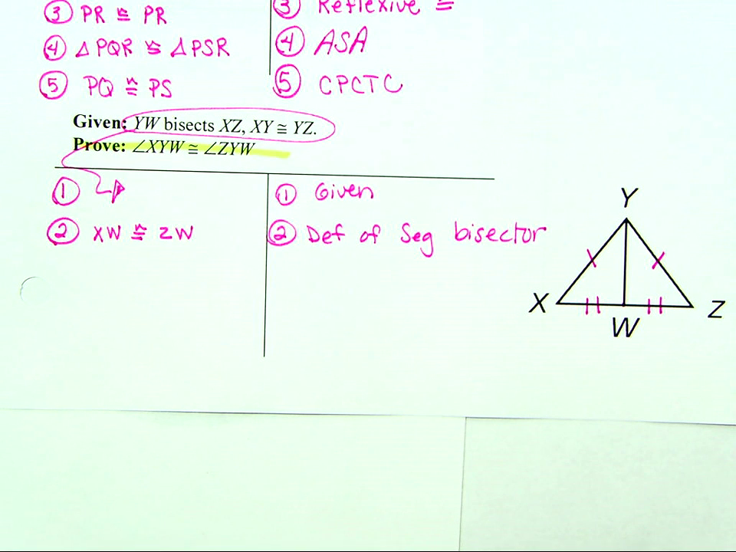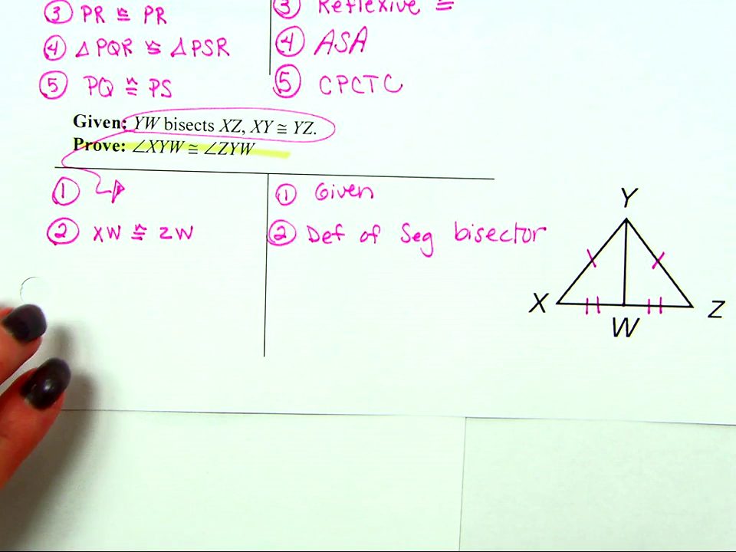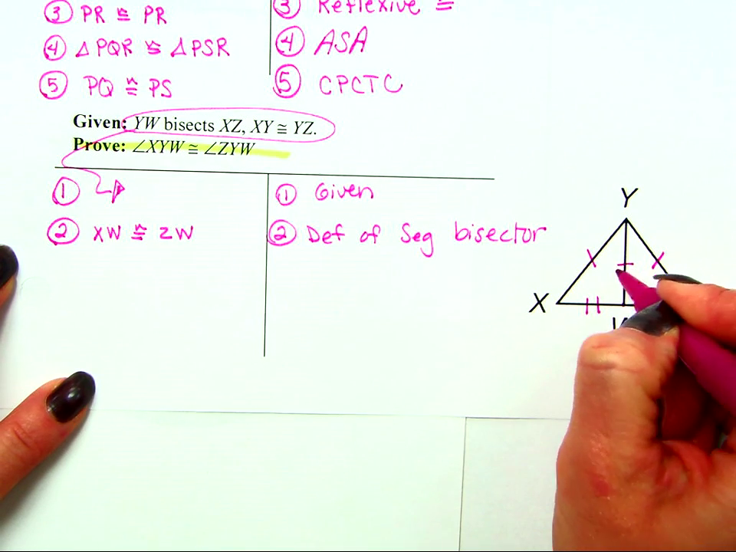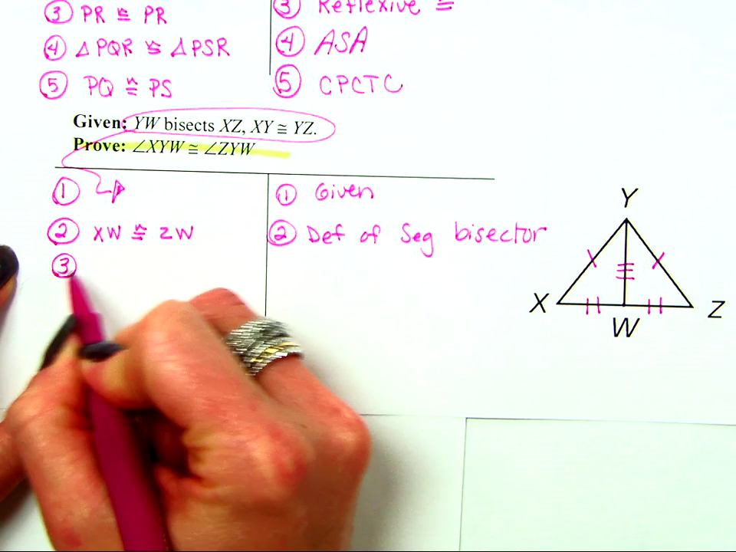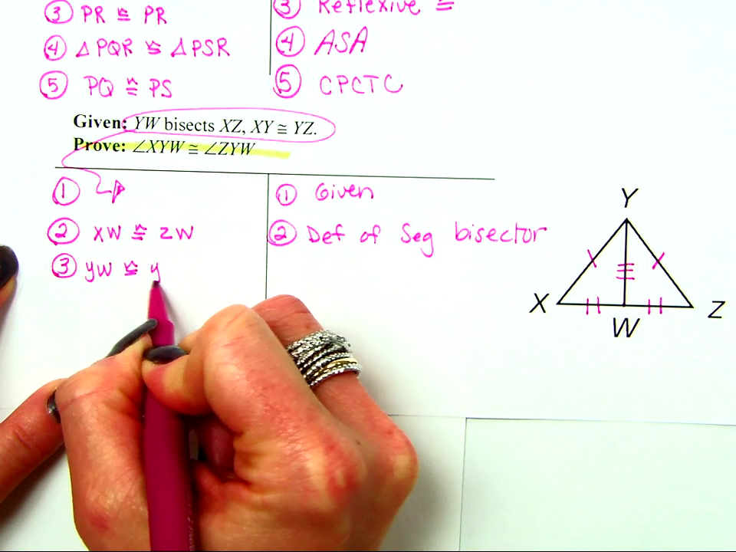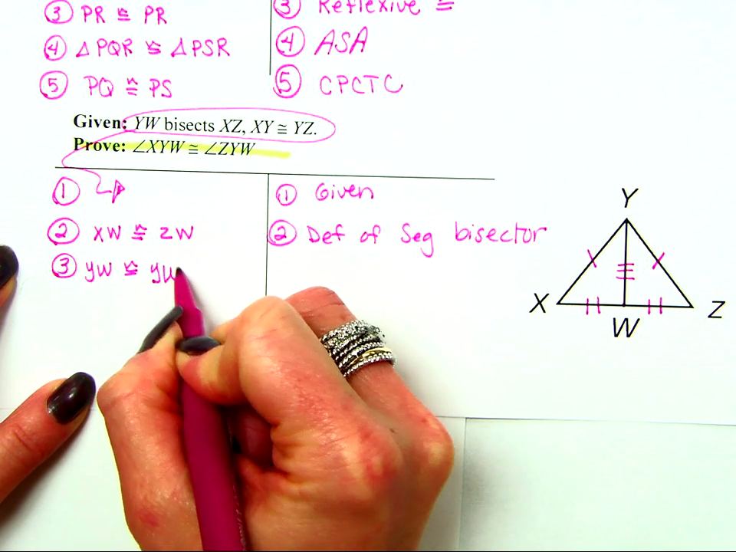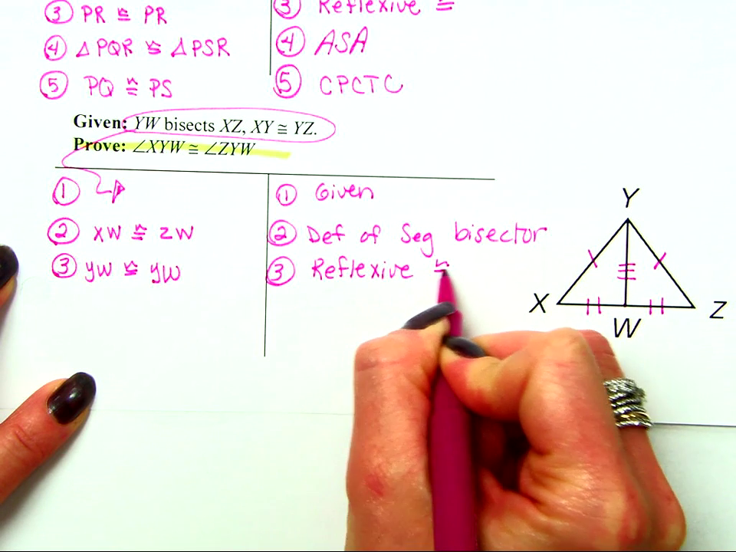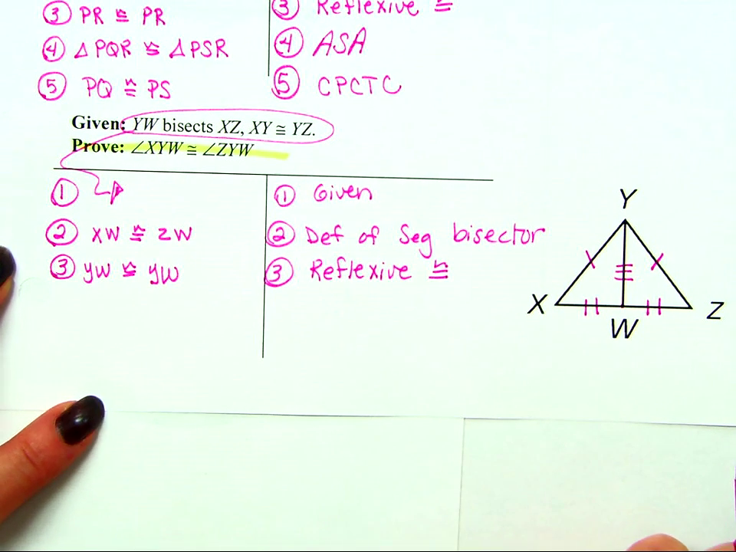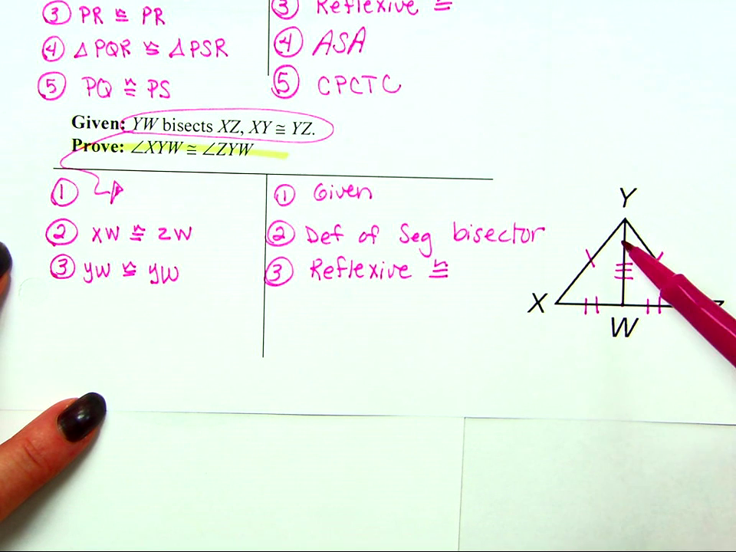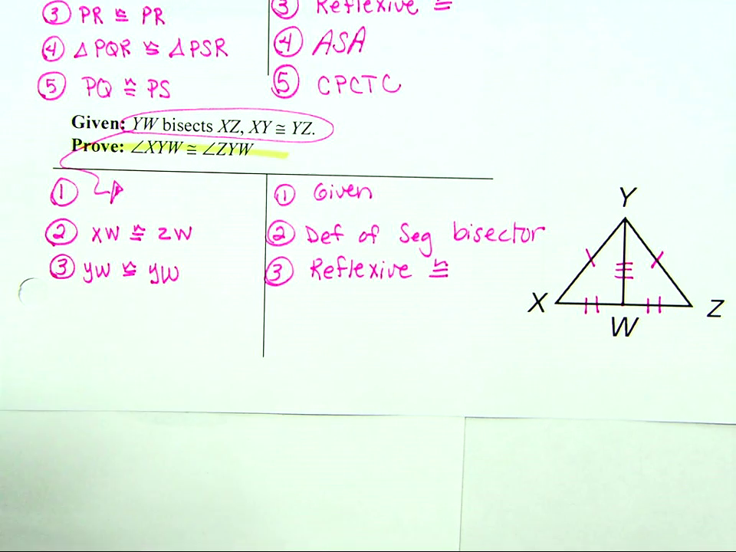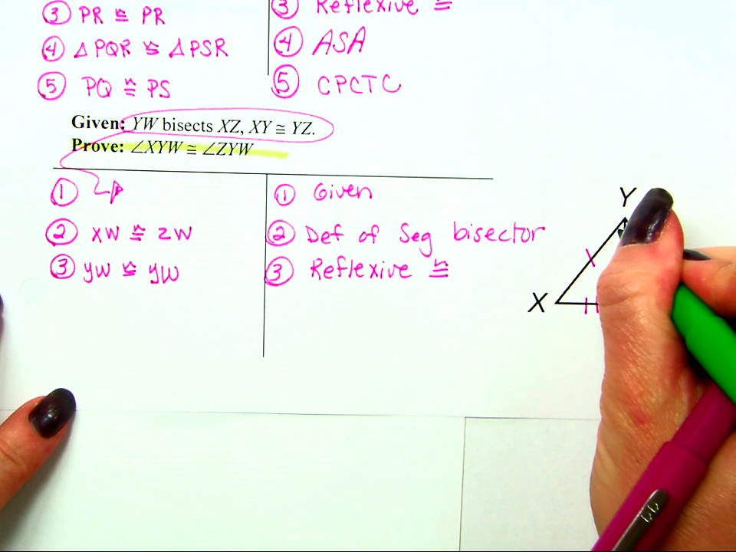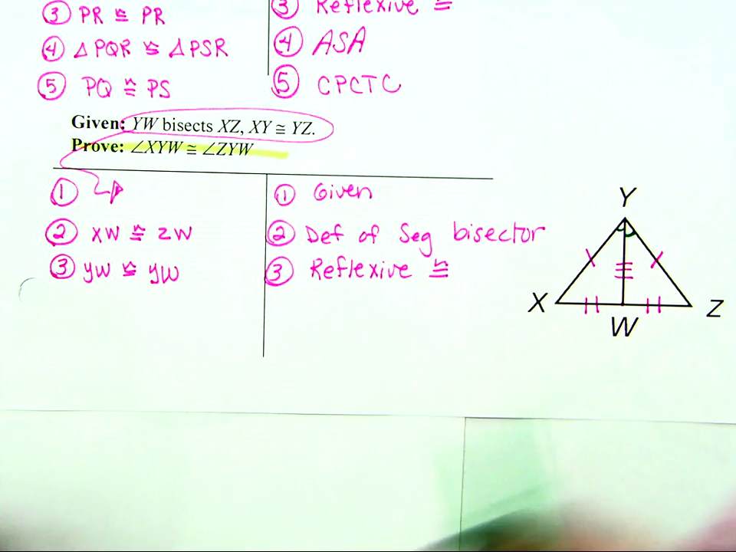Now this proof actually could be written in a couple different ways, but most of you would probably see my shared side. And so I'm going to go ahead and say WY congruent to, or YW congruent to YW. Again, it's a shared side, so we're going to use the reflexive property. Now, where are the angles that I'm trying to prove? I'm trying to prove XYW and ZYW. I'm trying to prove these angles right up here.